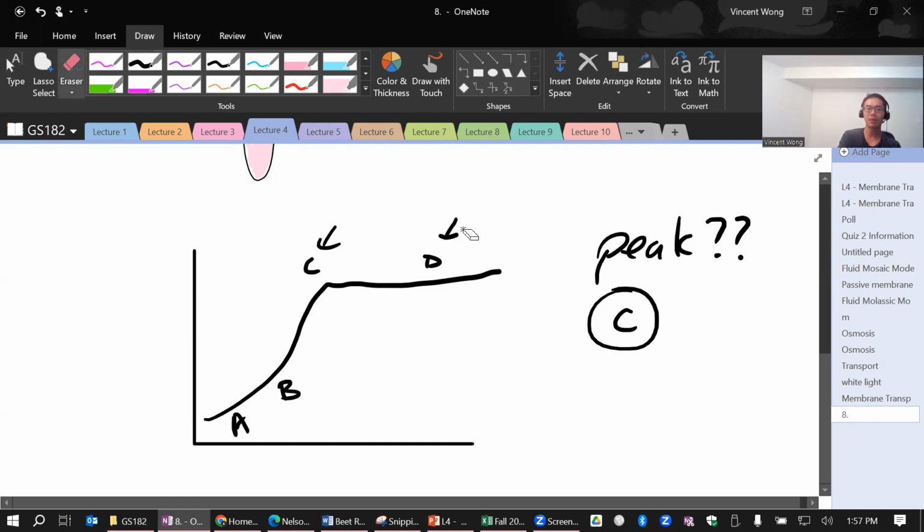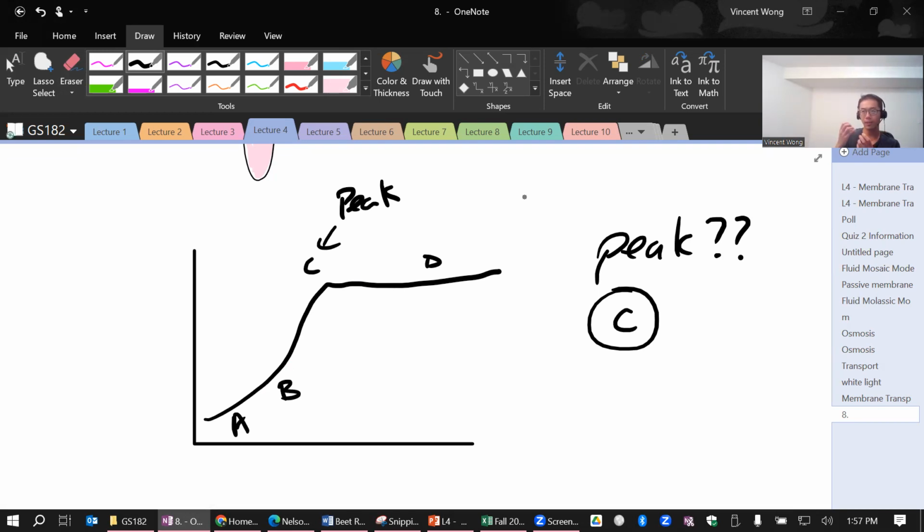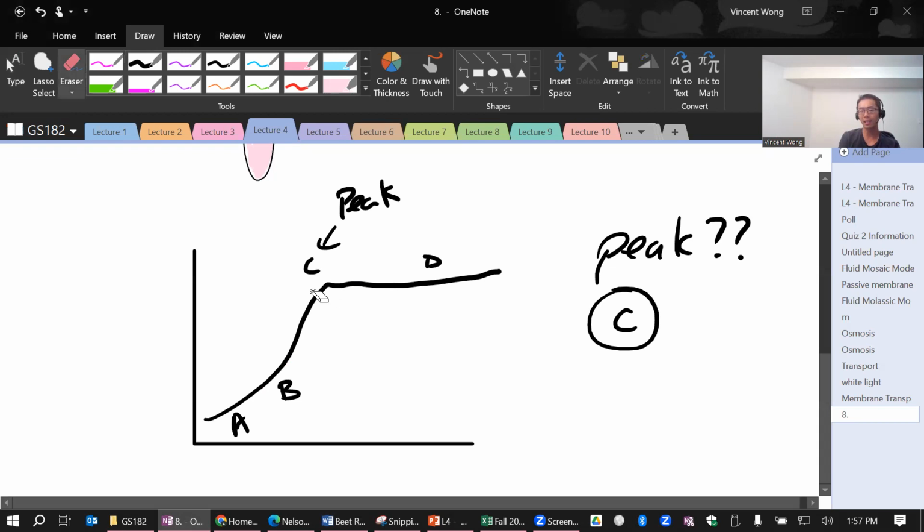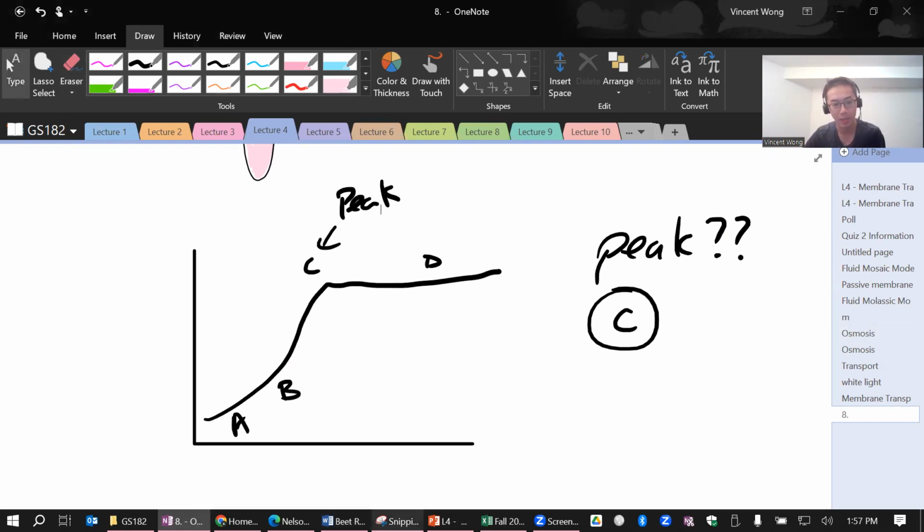They say C or D, but the answer is C. The peak is at C, because after C it's not really changing much. Sure, it might be going up slightly, but it's not changing drastically afterwards anymore. So that's the peak. It's no longer changing significantly afterwards. So remember that when you answer this question.